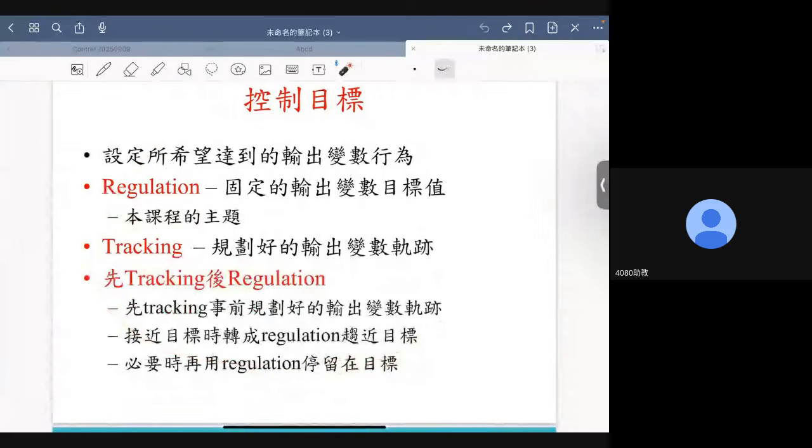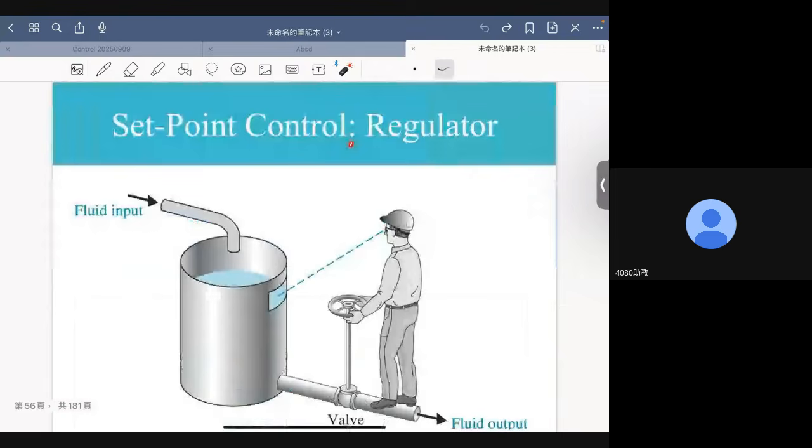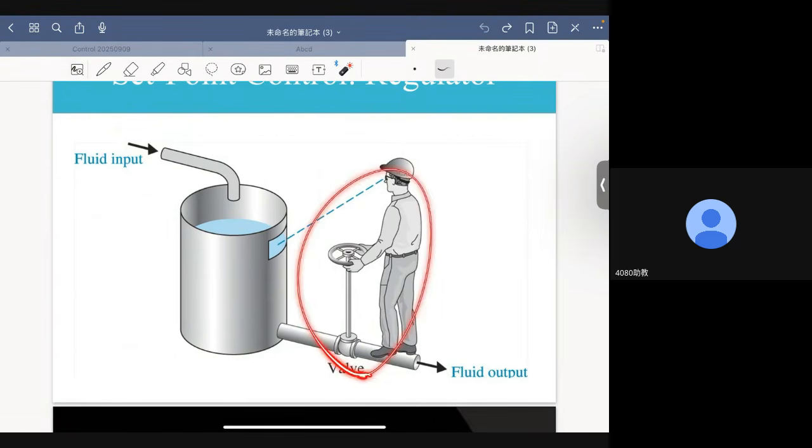Now, another way to classify control systems is based on their goal. There are 2 different basic goals. One is regulation, the other is tracking. For regulation, the desired output is a constant. For example, the job of this person is to make sure that the water level of these tanks reaches a certain height. And once this requirement has been met, he will turn off the valve. Pure and simple regulation.